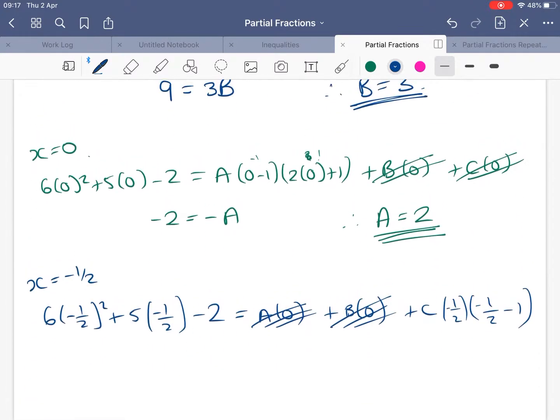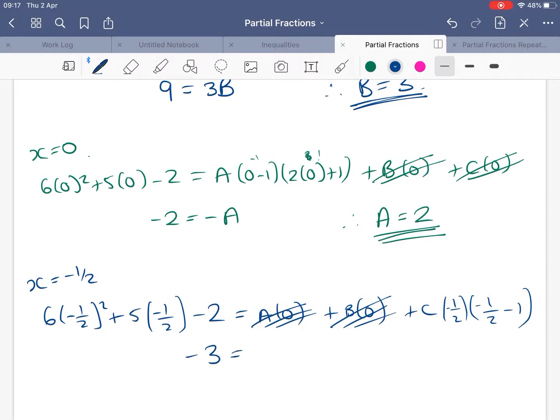Okay, so I'm going to have to sort this out. I must admit, I'm going to put this into my calculator now, she says, grabbing a calculator nice and quick. And I've got to be honest, that's probably what I would do. So I've got 6 times, well, minus a half squared is a quarter, minus 5 over 2 minus 2 is equal to, so the left-hand side becomes minus 3.